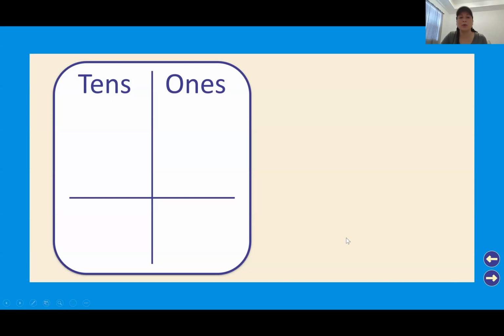All right, here's some review. Tens and ones. We know about the tens place and the ones place. We have the number 23. The 2 is in the tens place, and the 3 is in the ones place. I have 2 tens and 3 ones.